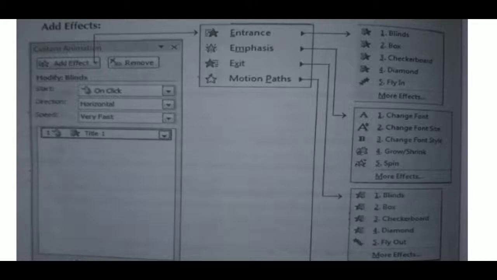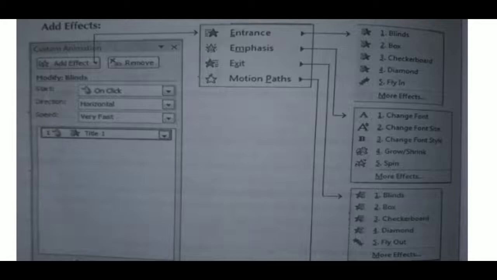Like blinds, those lines will come in a box structure, or checkerboard, like a check shape, it will come, or in a diamond shape it will come, or flying it will come, like that. More effects are there. 40 to 42 effects are there. Whichever you want, you can select from that in the entrance option.